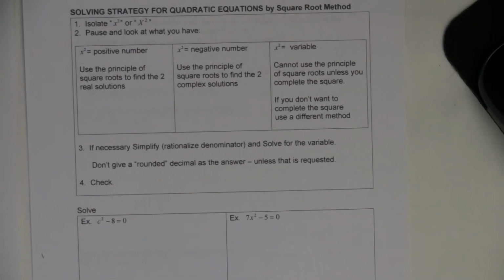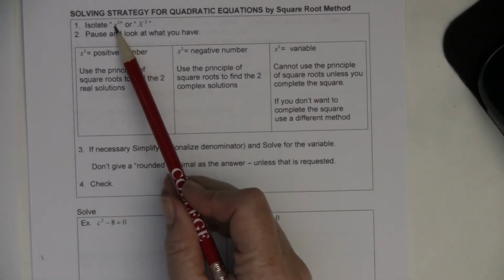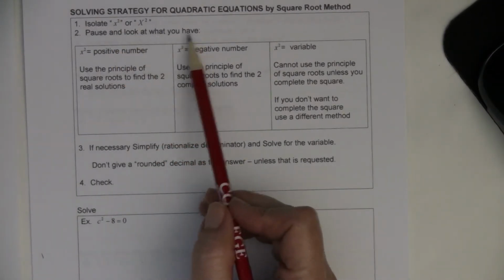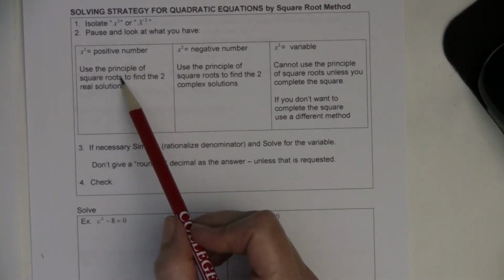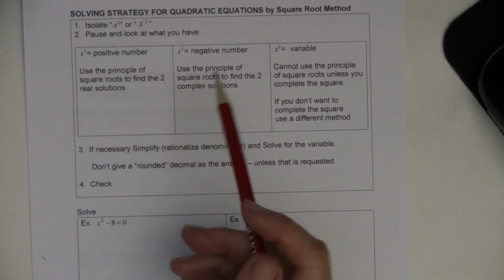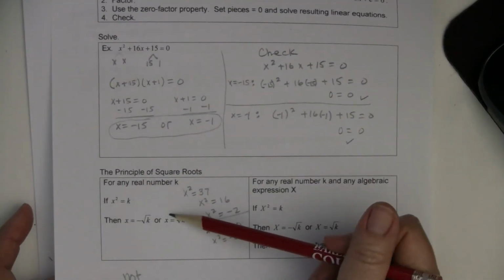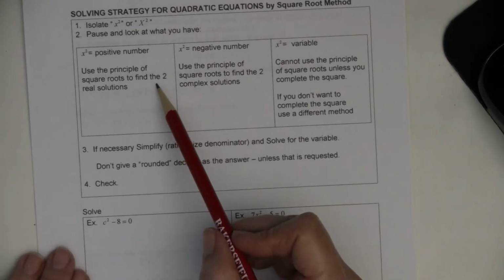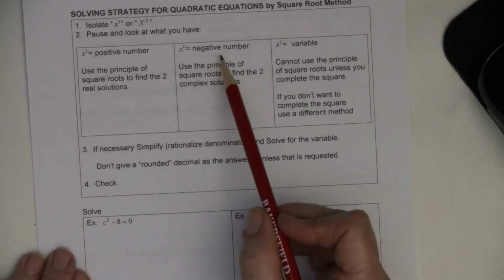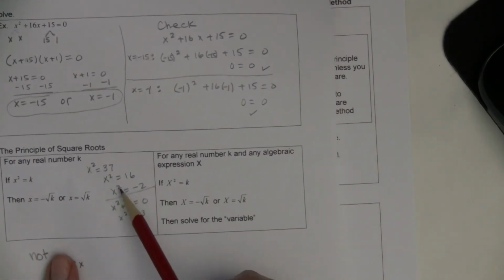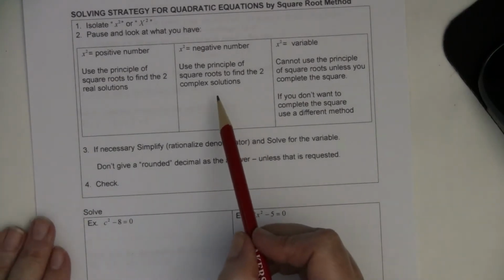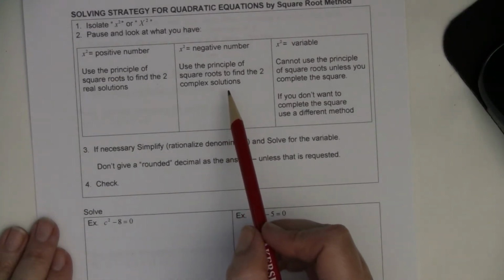You isolate x squared, and you pause and look at what you have. If on the other side you have a positive number, then when you use this principle, the principle of square root, you'll get two real solutions. If you have a negative number, like I had some examples with a positive number, 37, and an example with a negative number, -2, you'll get two complex solutions. Remember, those have i in them.